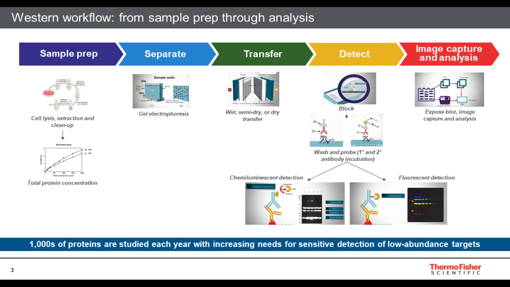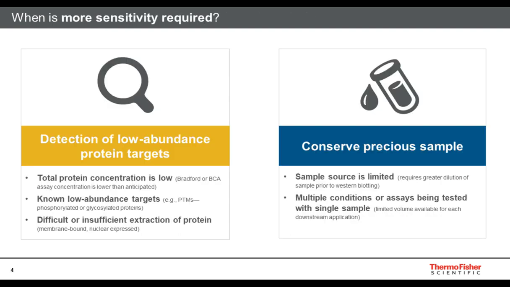Each year, thousands of proteins are studied, and there's been an increasing need to detect lower amounts of protein target in the sample. Sensitivity is a growing need by many researchers in Western blotting. There are two primary reasons why sensitivity may be required. The first reason is that a very low abundant target is being detected in the Western blot.